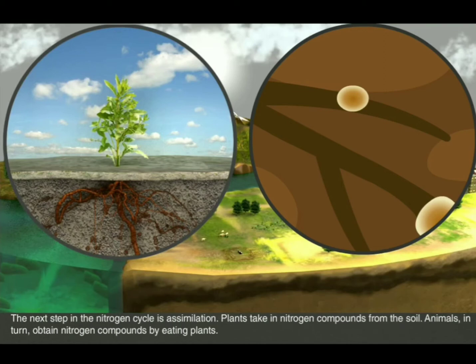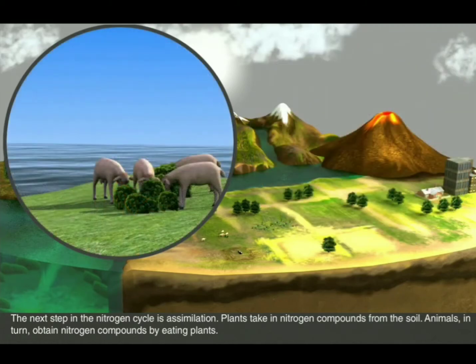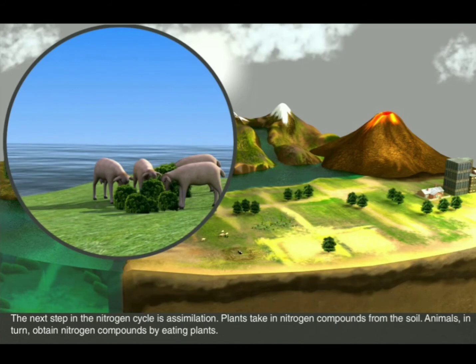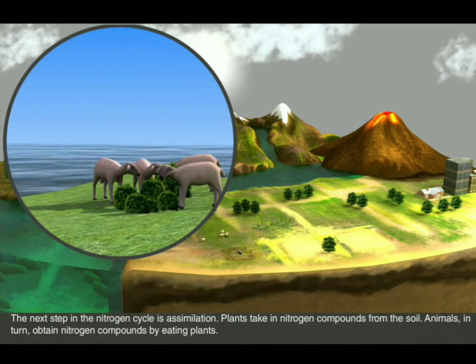The next step in the nitrogen cycle is assimilation. Plants take in nitrogen compounds from the soil. Animals, in turn, obtain nitrogen compounds by eating plants.